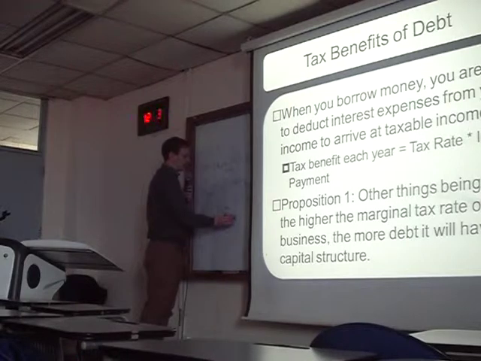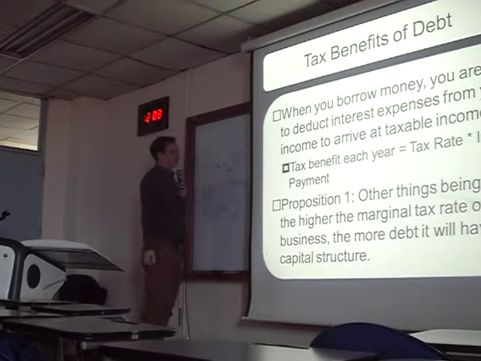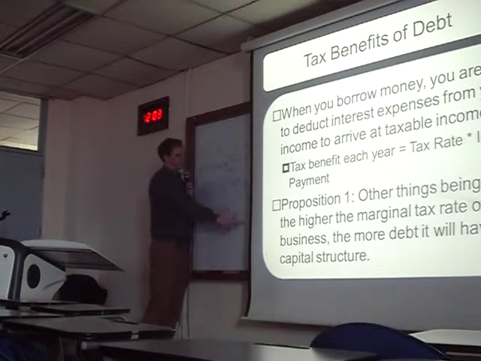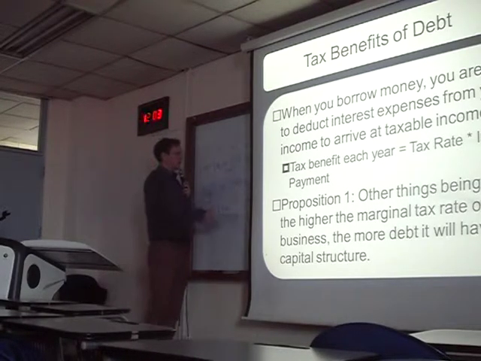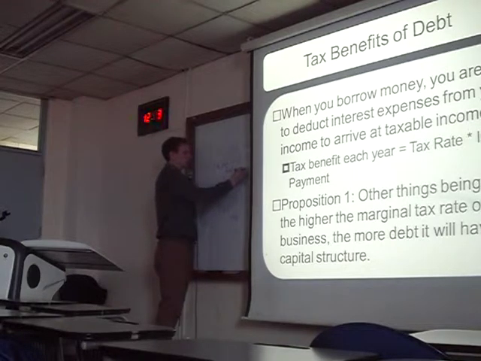So, our interest rate is 5%. How much is the interest payment for company A? 90,000 debt at 5% interest, how much is the interest payment? Multiply 5 by 9. 45, what? 4,500 interest. Okay?